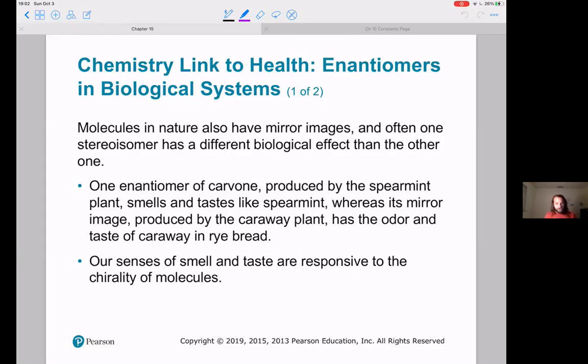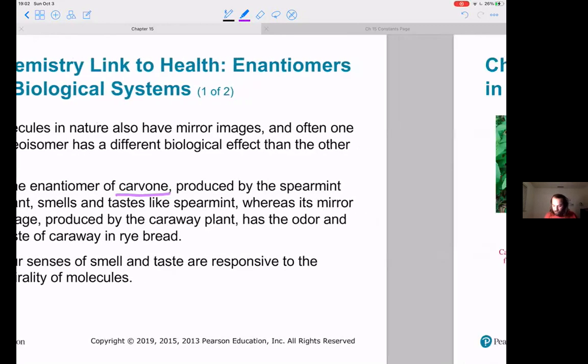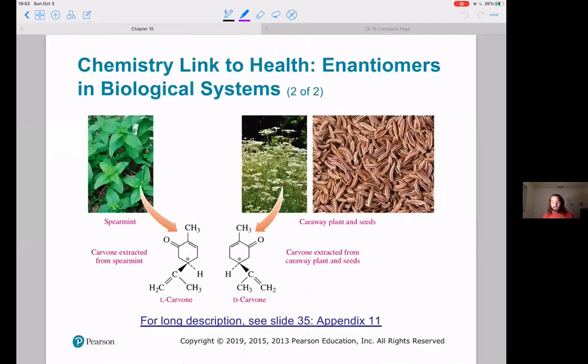A perfect example would be the difference between the enantiomers of carvone, which is made by the spearmint plant. One of them tastes and smells like spearmint. We all know spearmint. And the other mirror image of that molecule has the taste of caraway, which is like the rye in rye bread that you taste. So very different. And these are just mirror images of one another, the same sort of molecule, but the mirror images are not superimposable. They're enantiomers, and your body interprets them in terms of taste and smell differently.